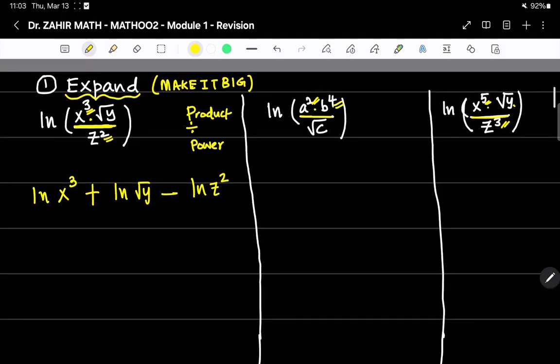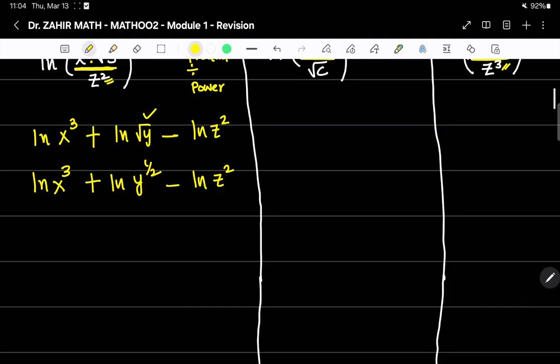Now, is it expanded, teacher? No. All the powers must be removed. Keep in your mind. So ln x power 3, sorry, I'll write again. x power 3 plus ln, I told you square root is nothing but y power half, minus ln z power 2. Now all the powers should come down. In the expand, your answer should not have any powers. So I'm going to take this power down, this power down, and this power down.